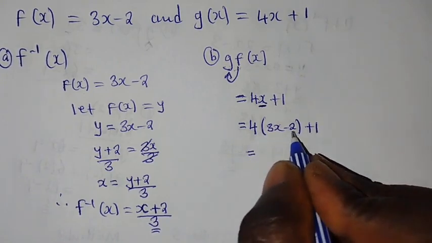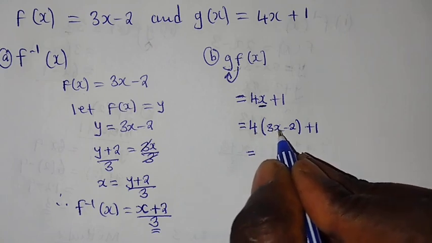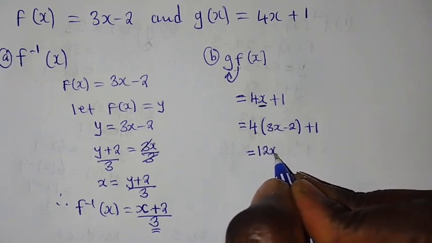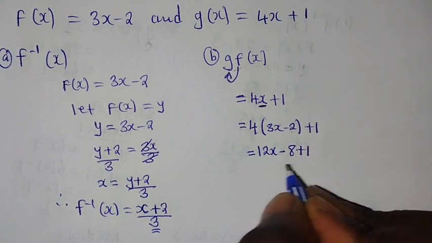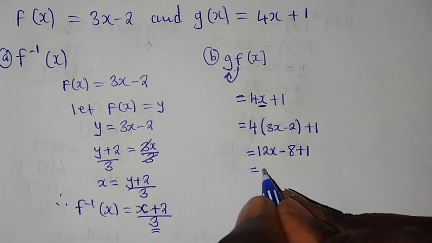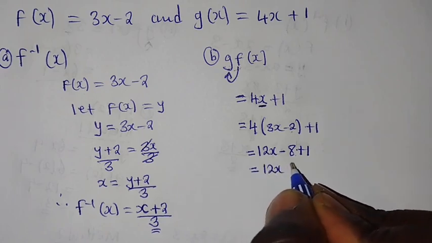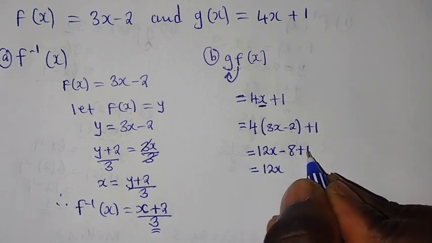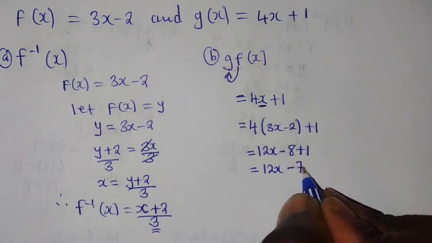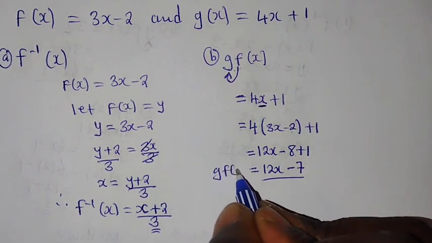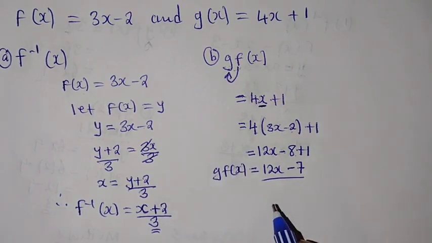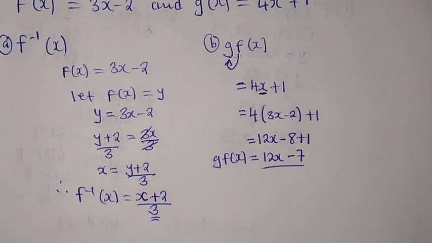From here we need to open the brackets. 4 times 3x is 12x, minus 4 times 2 is 8, plus 1, equal to 12x, then we simplify. Negative 8 plus 1 will give us negative 7. So this is our gf of x: 12x minus 7. So we have answered our question B.